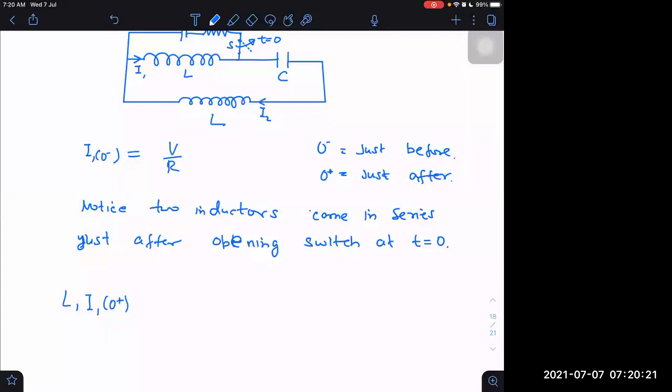L1 I1(0) plus L2 into I2(0) plus, conservation of linear momentum. It is not momentum obviously, but I hope you understand what I mean by saying momentum, like flux. That is conservation of flux phi. So L1 I1 plus L2 I2 is equal to, finally, same current obviously. Here I should say 0 minus, just before, and then it is 0 plus, same current only.